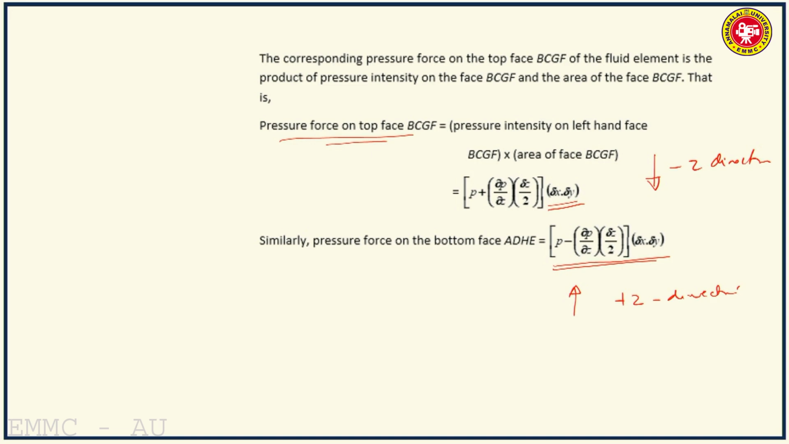So we have got expressions for the pressure intensity, which is assumed to be uniform on the faces considered, because the area of each face is very, very small as we are considering an infinitesimal fluid element. So we have got the expressions for pressure intensity on the left face and right face in the X direction, then the front face and rear face in the Y direction, and the pressure intensity in the Z direction, acting normal to the bottom face as well as the top face.